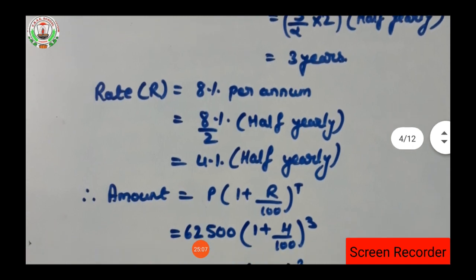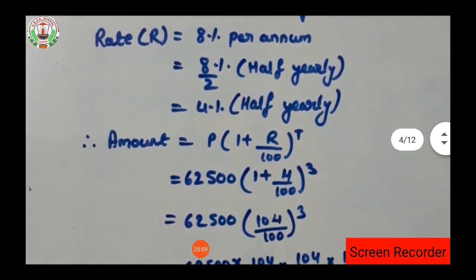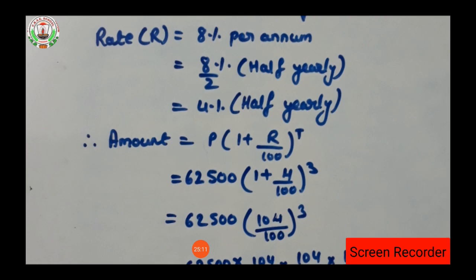Next, rate. What rate is given in the question? Rate is given as 8%. Since it is compounded half yearly, the rate will be divided by 2. So 8 into 1 by 2, that will be 8 by 2, which cancels by the table of 2, and the rate becomes 4%. Just half it becomes. When compounded half yearly, the rate becomes half and the time becomes double. So amount is equal to P into 1 plus R upon 100 to the power T. This is the formula.